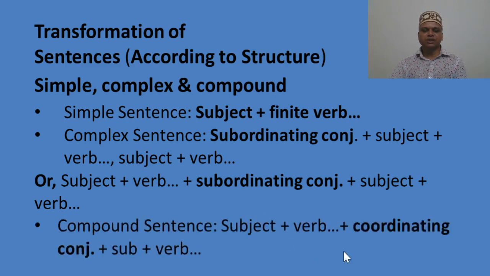Compound sentence: the sentence which contains two principal clauses, and the two principal clauses are joined by a coordinating conjunction, it will be a compound sentence. That is, the sentence which contains a coordinating conjunction will be a compound sentence. So students are told to follow the structure properly, otherwise they can't transform simple, complex and compound.